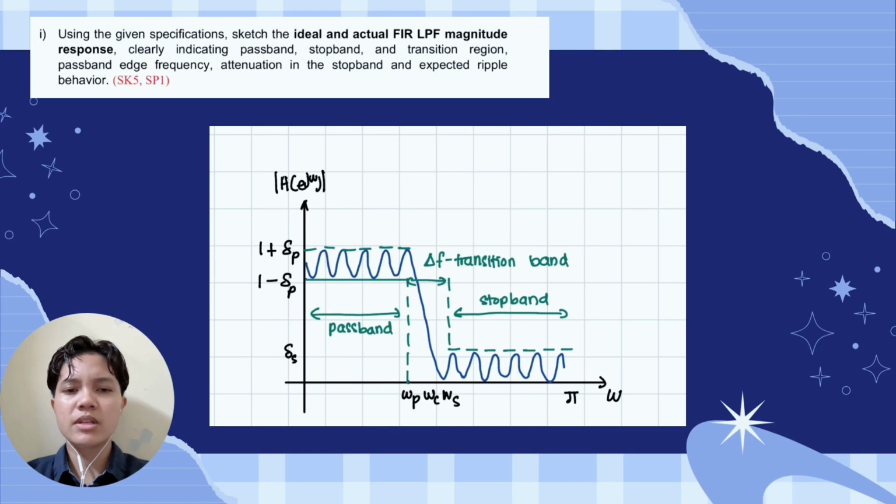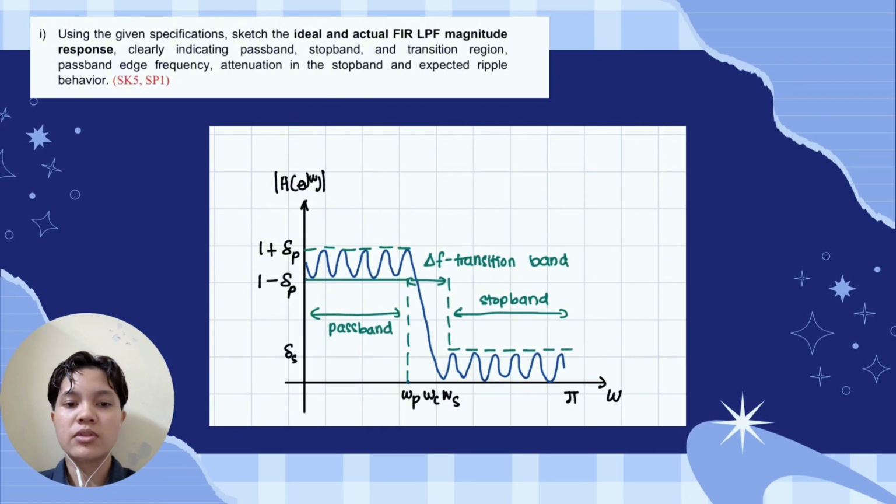Today, I will present my solution for assessment 1, which focuses on designing an FIR low-pass filter for a battery-powered portable biomedical device. For part 1, based on the given specification, I have sketched the ideal and actual magnitude response. The pass band edge frequency, omega p, is calculated at 0.4 pi radian per sample, and the stop band edge frequency, omega s, is at 0.6 pi radian per sample.